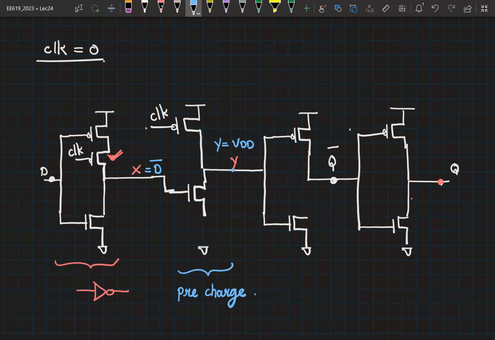Now if Y is equal to VDD, what comments can you make about Q bar? Q bar is floating, so it holds the previous value. So if Q bar is holding previous value, Q will be also holding the previous value.